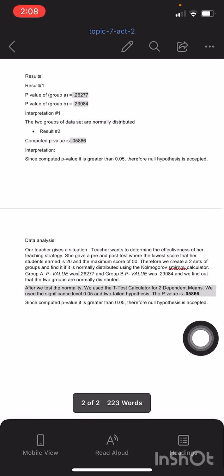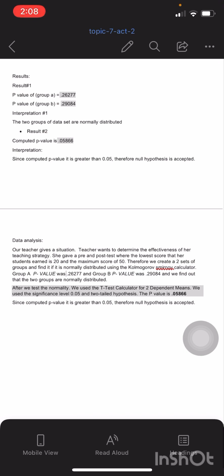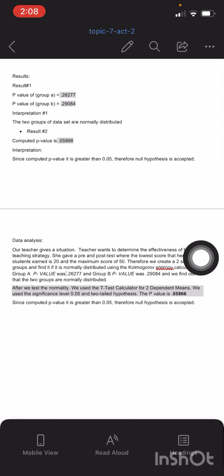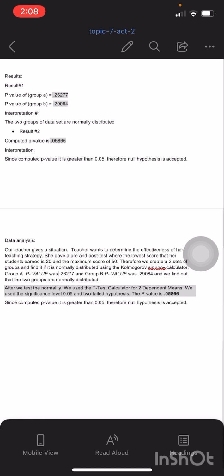Kolmogorov-Smirnov calculator. Group A p-value was 0.26277 and Group B p-value was 0.29084, and we find out that the two groups are normally distributed. After we test the normality, we use the t-test calculator for two dependent means. We use the significance level 0.05 in a two-tailed hypothesis. The p-value is 0.05866. Since the computed p-value is greater than 0.05, the null hypothesis is accepted.